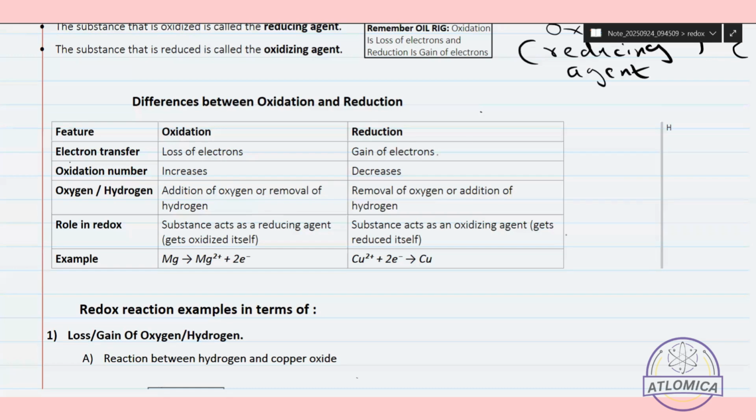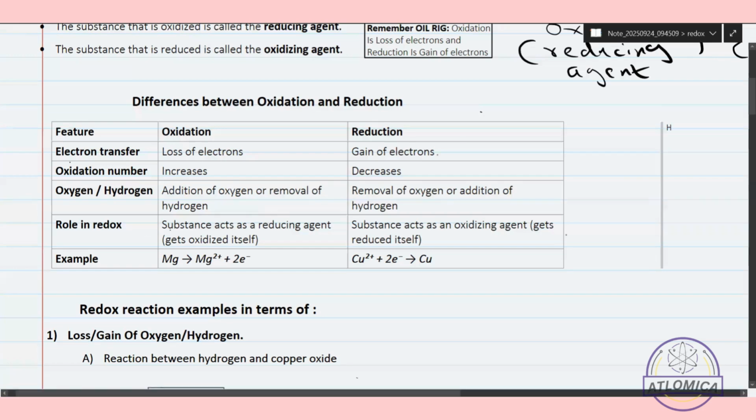Role in redox, we've discussed that earlier. The substance that acts as the reducing agent gets oxidized. Oxidation is caused by the reducing agent, so it gets oxidized. The substance that acts as the oxidizing agent gets reduced. So basically, what is the reducing agent? The reducing agent is the electron donor, and the oxidizing agent is the electron thief.